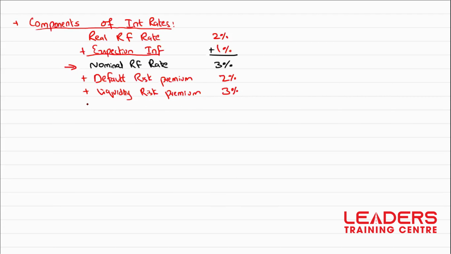Finally, the last one is maturity risk premium. Now you could think of it in this way: let's say you have two options to choose from. You have a 10-year bond that you could buy, or you could buy a 20-year bond. So which one do you think would be riskier? You might think, obviously the 20-year bond would be riskier, and that's correct.